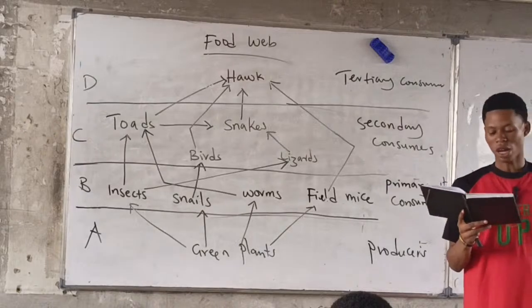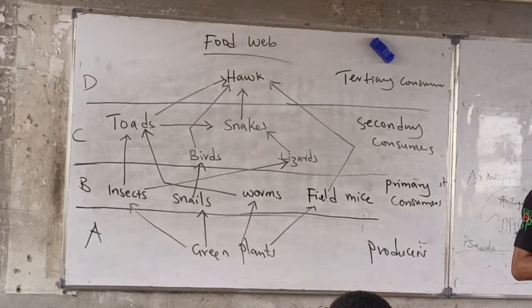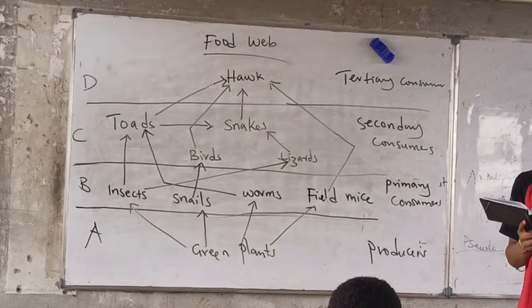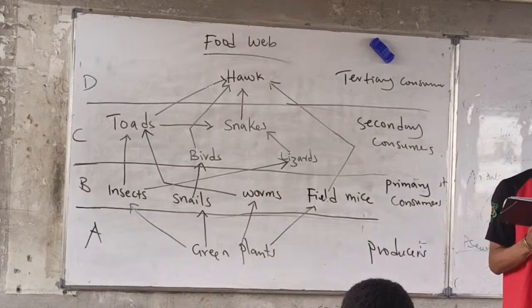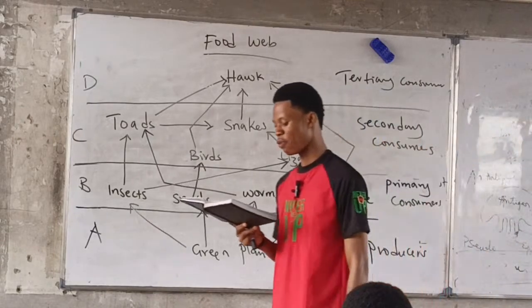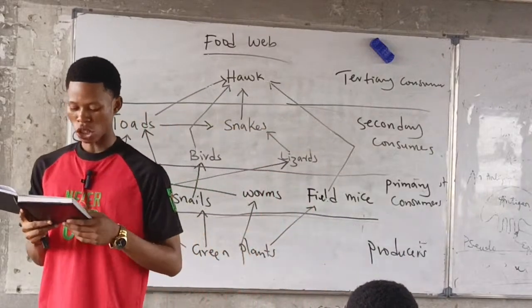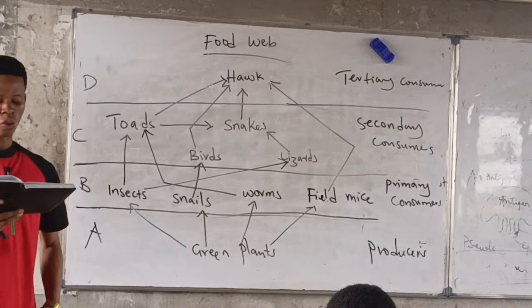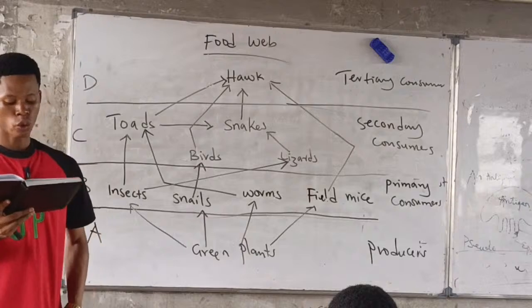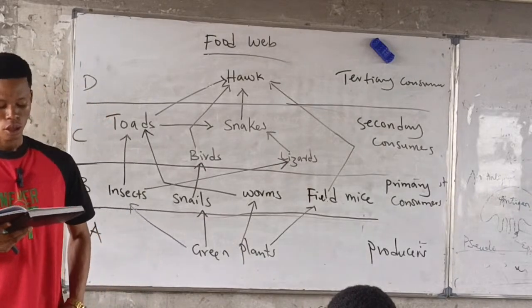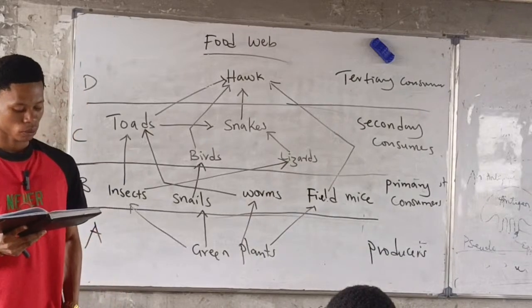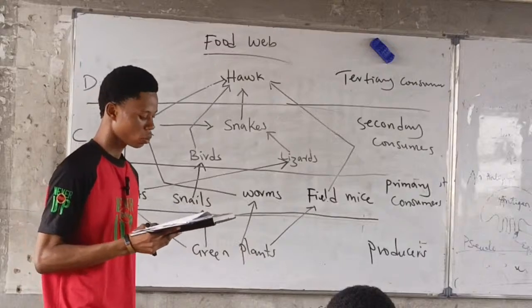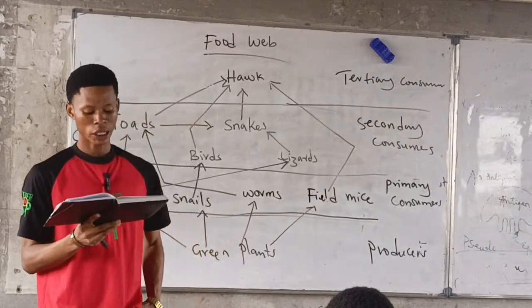Right. After this, a food chain is different from a food web in that it shows only one possible feeding pathway through which energy or food flows in an ecosystem.